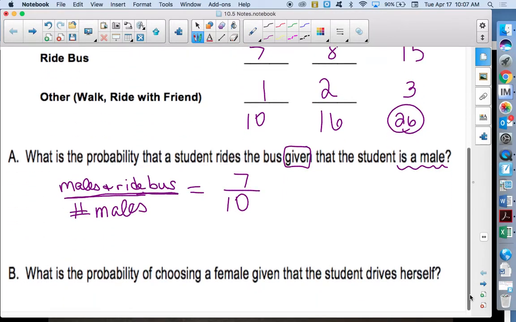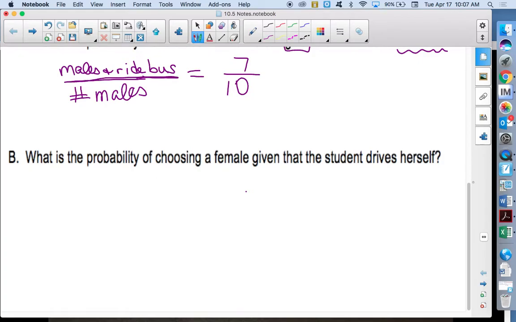The second question says, what's the probability of choosing a female given that the student drives herself to school? So here's the word given. The condition is that students drive themselves to school. Underline that part there. So we're looking at the students that drive to school. That's our condition. The top part then would be the females that actually drive themselves to school.